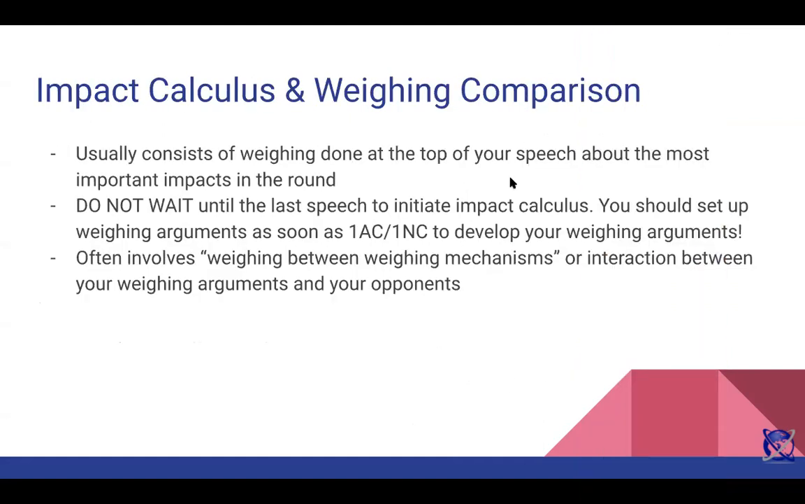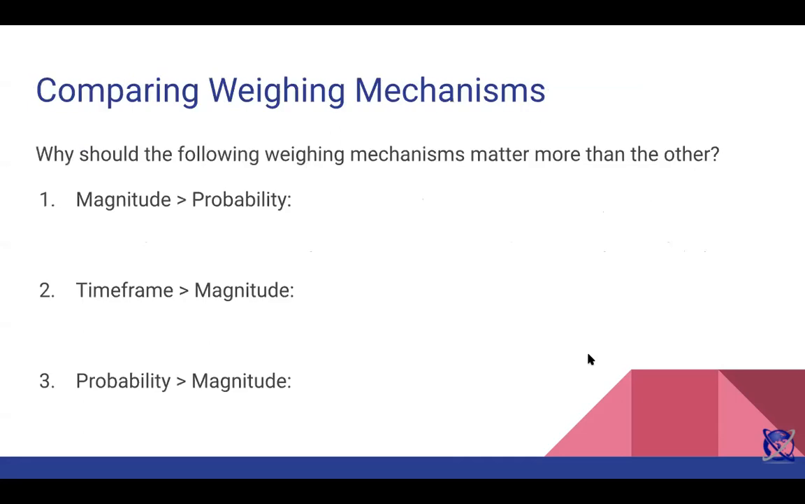All right. I'm going to talk quickly about impact calculus and weighing comparison. The general idea people already know: here are the core three weighing mechanisms. The other tip you need to know is that people also weigh between weighing mechanisms. They would say, is magnitude or probability more important? Is time frame more important than magnitude? If an impact is happening sooner but it's not as big, do we care about it versus an impact that is bigger but happening later? All of these questions also come in when you're thinking about weighing.